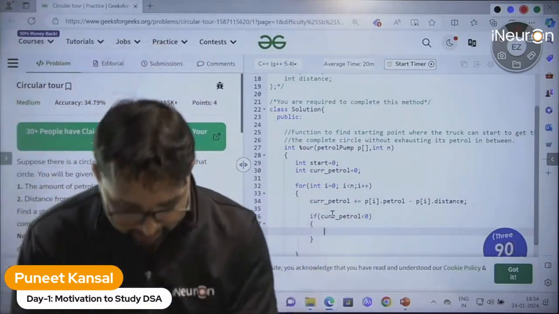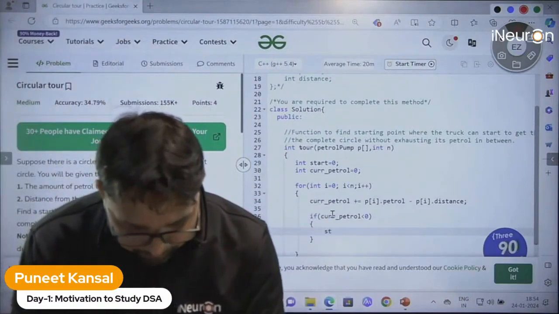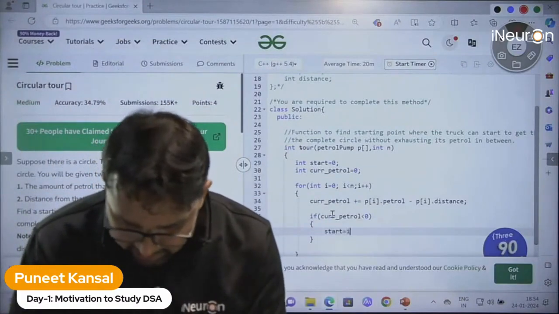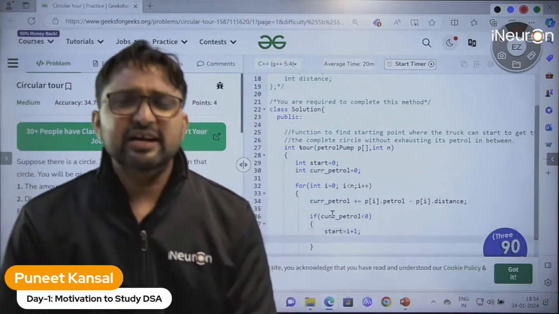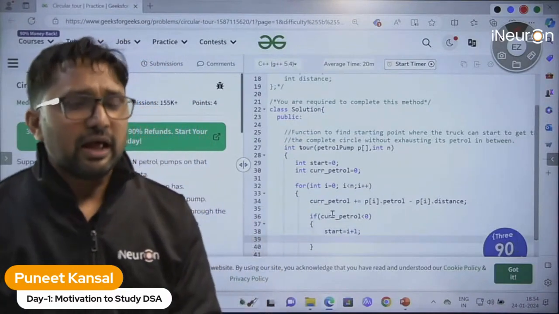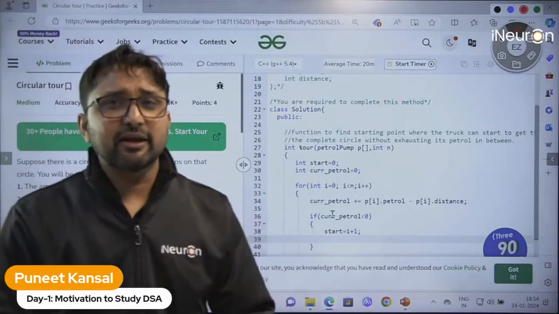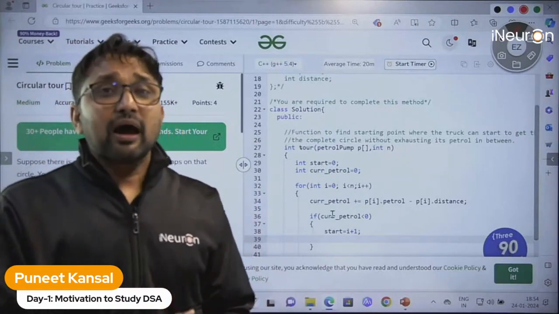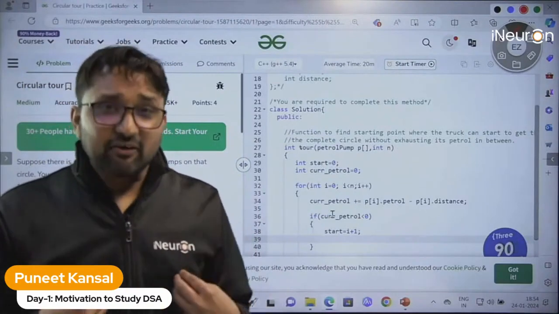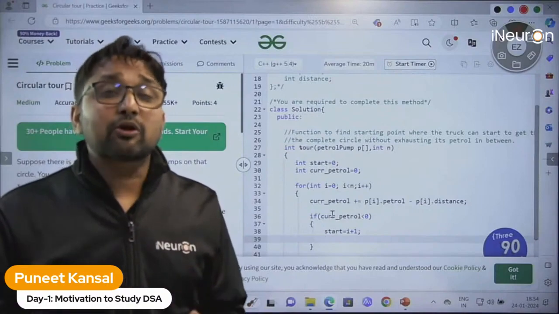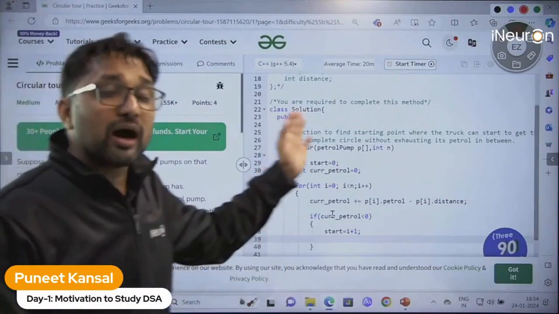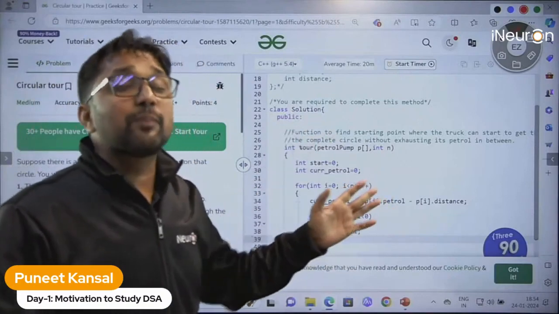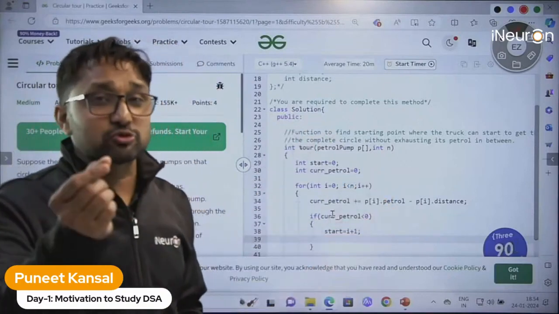Okay, fine. So I set the start at I plus 1. And one more thing I need to do here is that, in my reserve, currently I have petrol 0. Again, I will set my petrol to 0 because my start is new. I am making a new start.